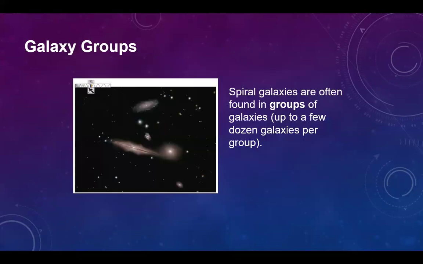Spiral galaxies are often found in groups of galaxies, up to a few dozen galaxies per group. For example, we are in what is known as the Local Group, because sometimes scientists are not very creative in their naming. In the Local Group, there are about 50 galaxies. Three big ones: the Milky Way, Andromeda, and M33. And then a bunch of little ones. There's a bunch of little ones orbiting the Milky Way, a bunch orbiting Andromeda, a number orbiting M33, and a few scattered about.